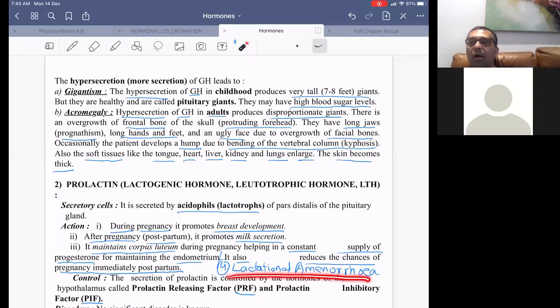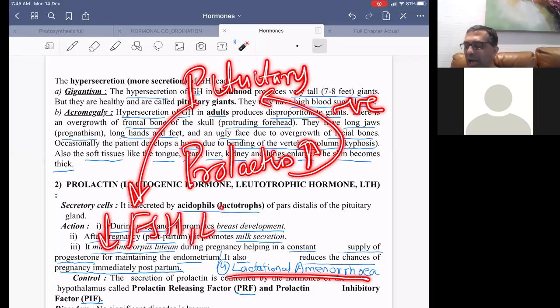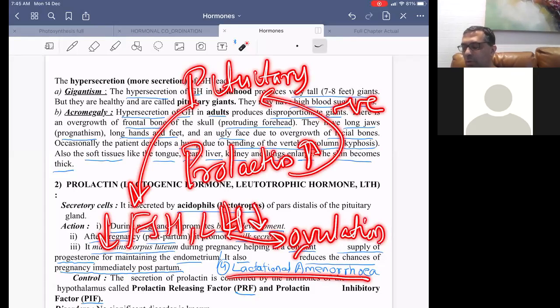so the primordial follicle will not become the Graafian follicle. And what is that condition called? Lactational amenorrhea. So after childbirth, prolactin levels are high and give negative feedback to your pituitary. Pituitary for 6 months will give out less FSH, less LH, and in the absence of FSH and LH, ovulation will not take place, and that means ovulation for 6 months will not take place, and that means pregnancy is avoided, and that is called lactational amenorrhea.